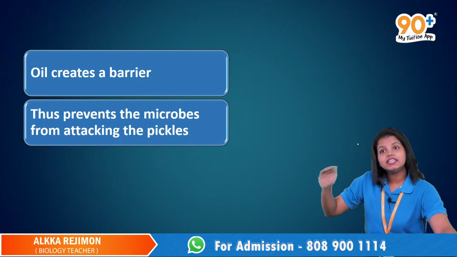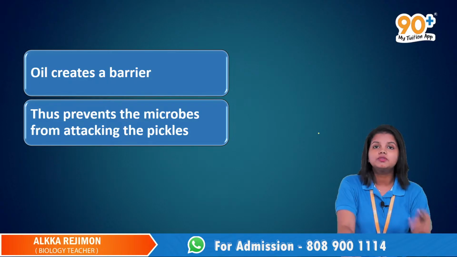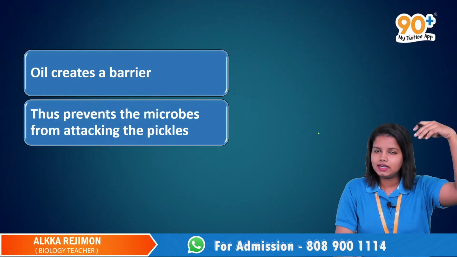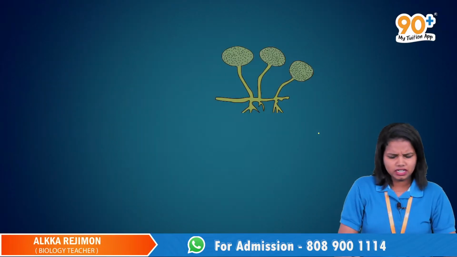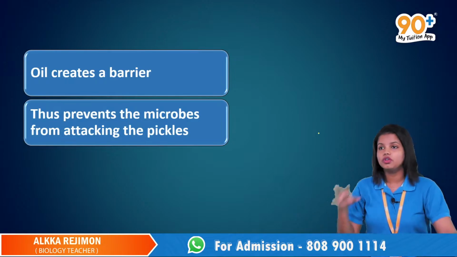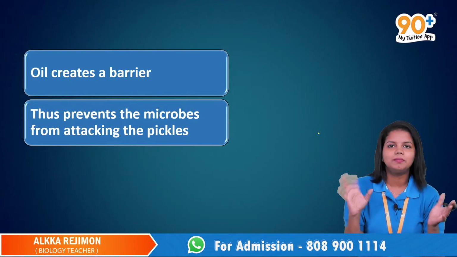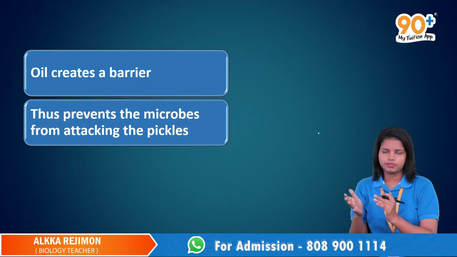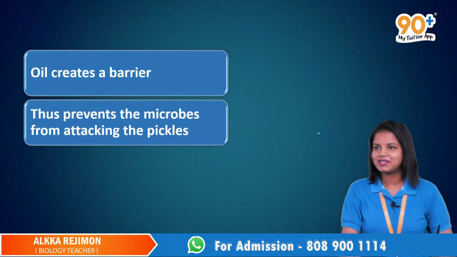And this can prevent the microbes from attacking the pickles. So the microbes won't be able to filter into the pickles and attack it. So that's a pretty much simple explanation for pouring oil over pickles. It's just that oil can create a barrier between the microbes and the pickles. That's it. Okay?